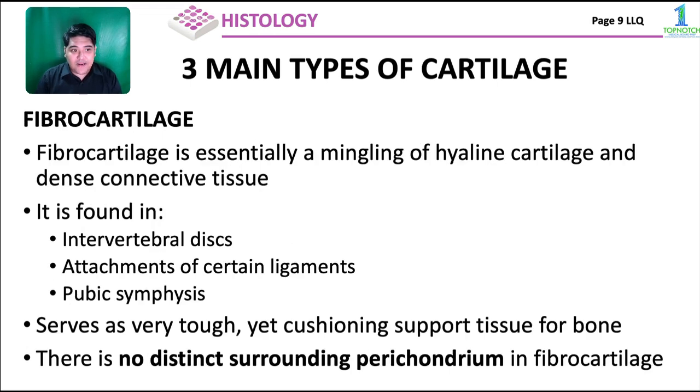The strongest, the toughest, is your fibrocartilage, fibrous cartilage. Usually it is found in your intervertebral disc, remember that, your attachment of certain ligaments, and your pubic symphysis. Those are fibrocartilage. It is tough, has cushioning support, but it has no distinct surrounding perichondrium, in the fibrocartilage. Now, let's move on to the bone.